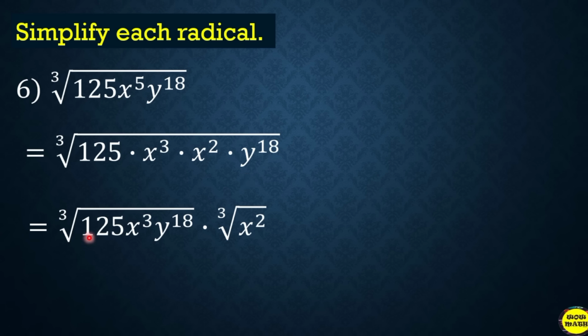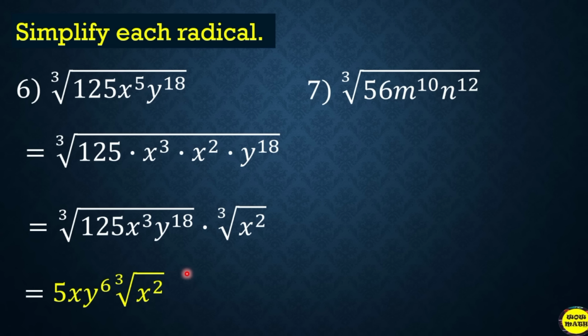So, therefore, the cube root of 125, that is 5. Cube root of x cube, that is x, kasi 3 divide 3, that is x. 18 divide 3, that is 6, kaya y to the 6th power. And cube root of x squared.